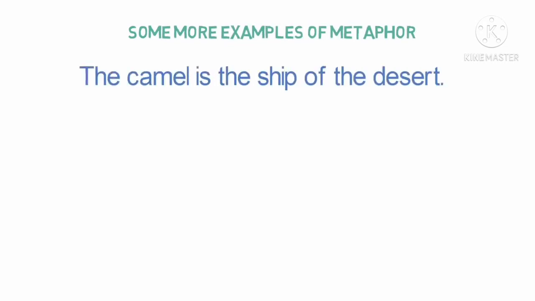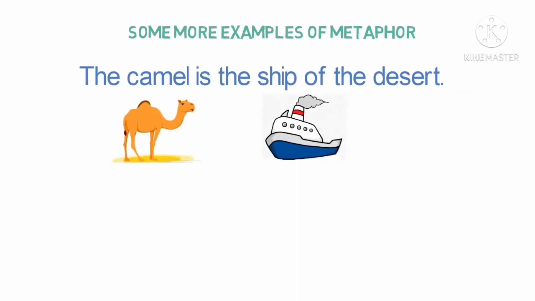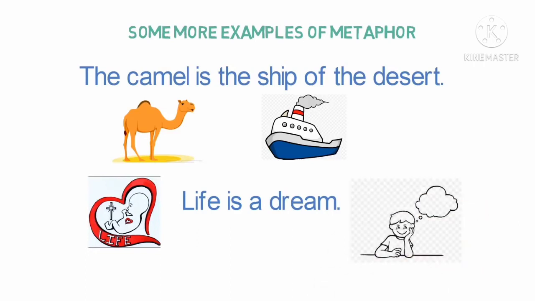Let's look into some more examples of metaphor. The camel is the ship of the desert. Here, the comparison between camel and ship is made by saying that they both are equal without using any comparison word. So this is a metaphor. Let's look into one more example of metaphor. Life is a dream. Here the comparison between life and dream is made by saying that they both are equal without using any comparison word. So these are the examples of metaphor.